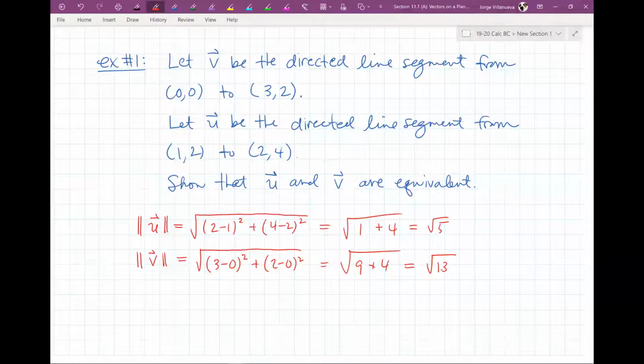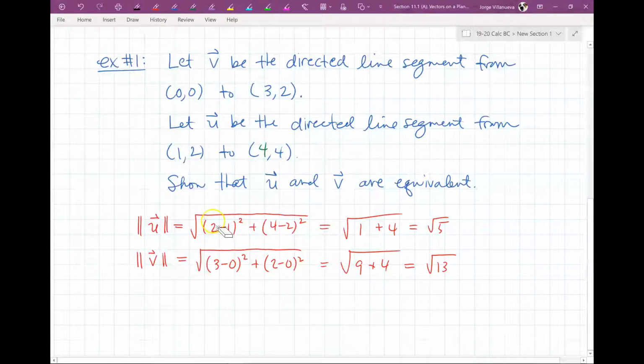The reason why, I'm going to change the color here. I'm going to make it green, okay? This 2 should be a 4. I just made it a 3. It should be a 4. Okay, so instead of the point 1, 2 to 2, 4, it should say 1, 2 to 4, 4.